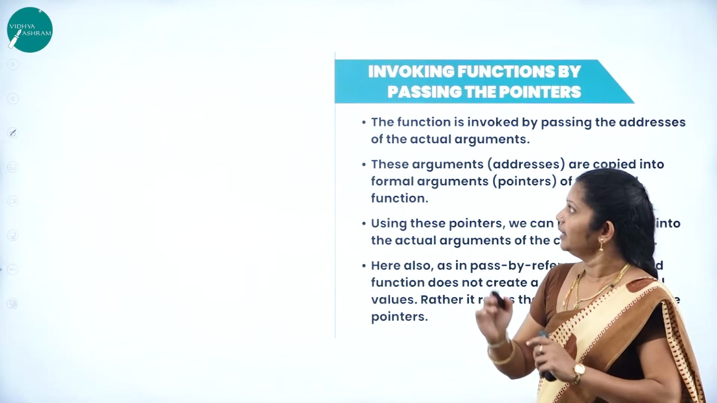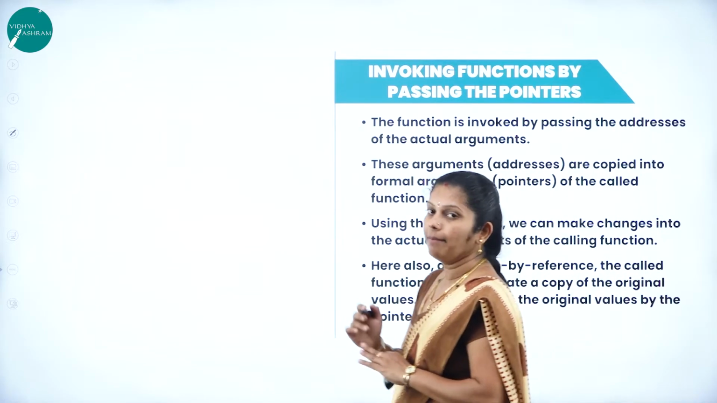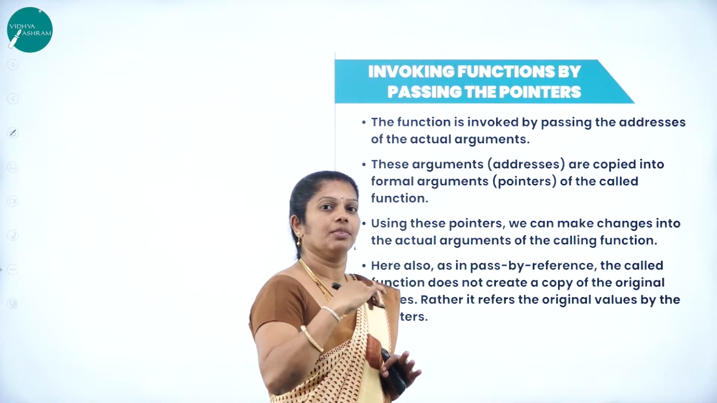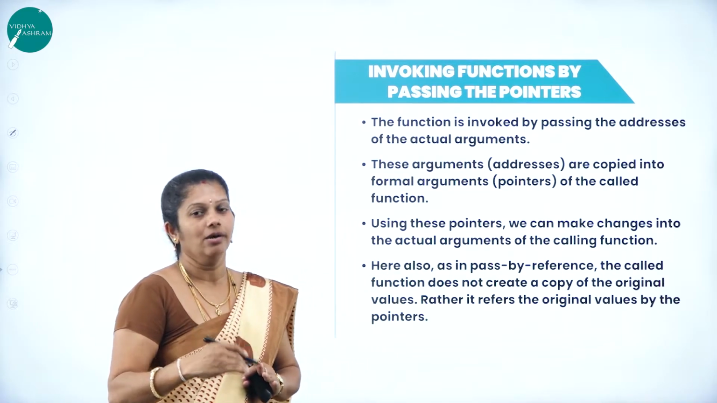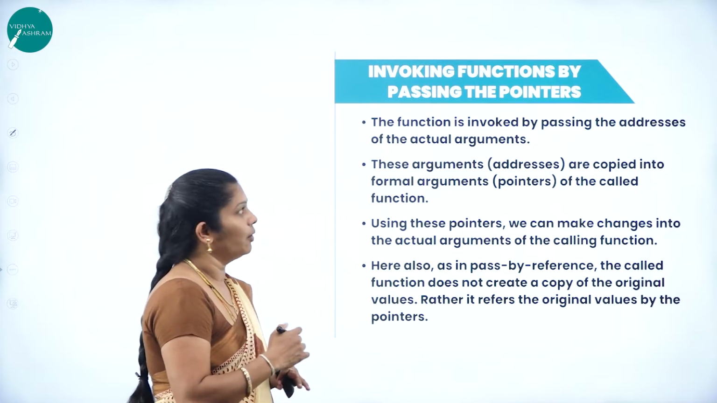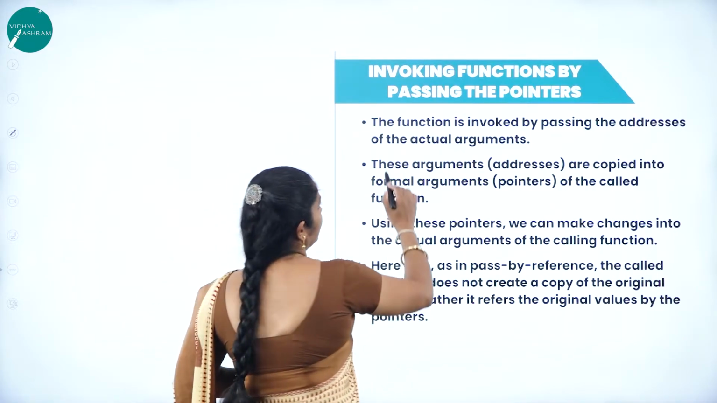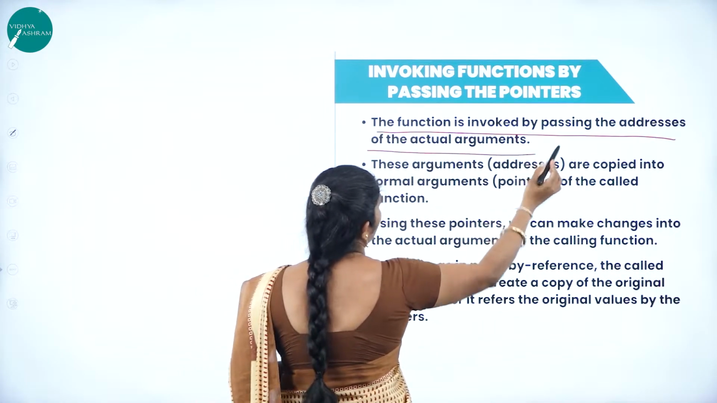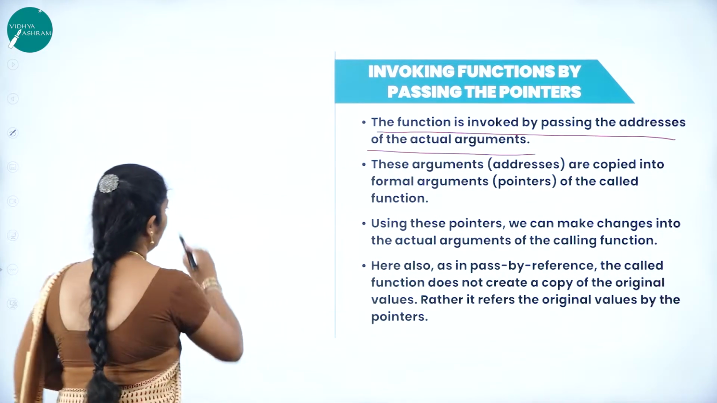Now, is it clear? Next, we will move on to passing by pointer. Whereas in call by reference, by some other name, the subprogram takes the values on that address and works on that. Whereas in call by pointer or pass by pointer, the function is invoked by passing the address of the actual argument.